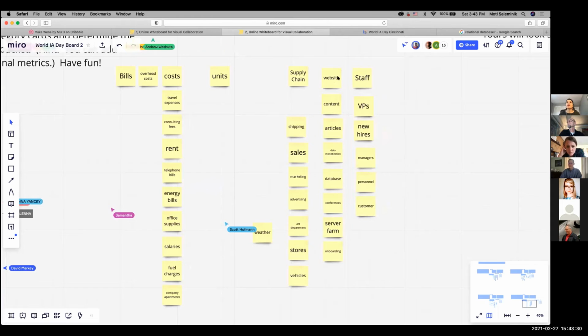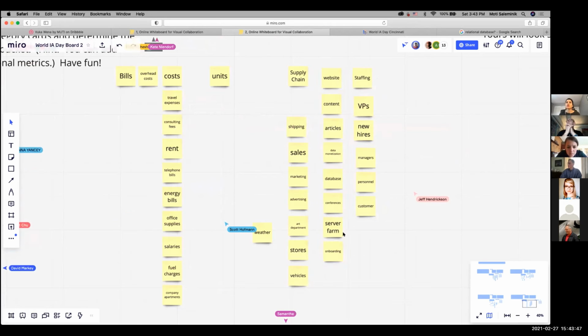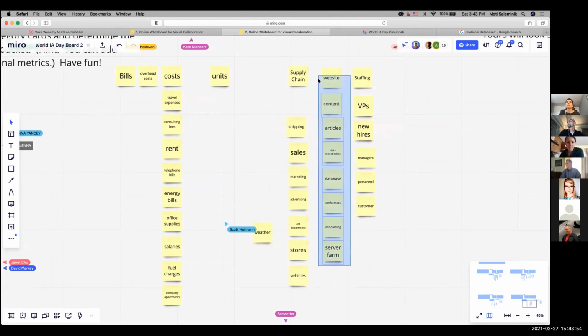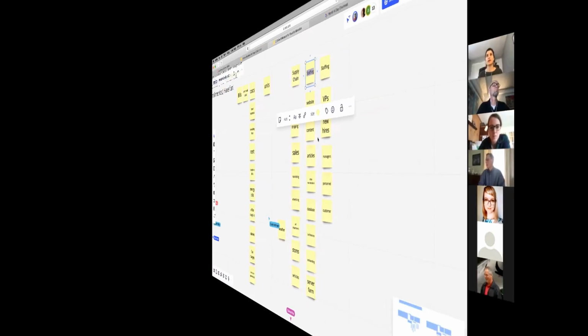And actually, I like the word staffing rather than staff. Yeah, I think this category, I like it. And then website content, articles, data monetization, databases, conferences, server farm, and onboarding. Okay. These are all regarding the website.